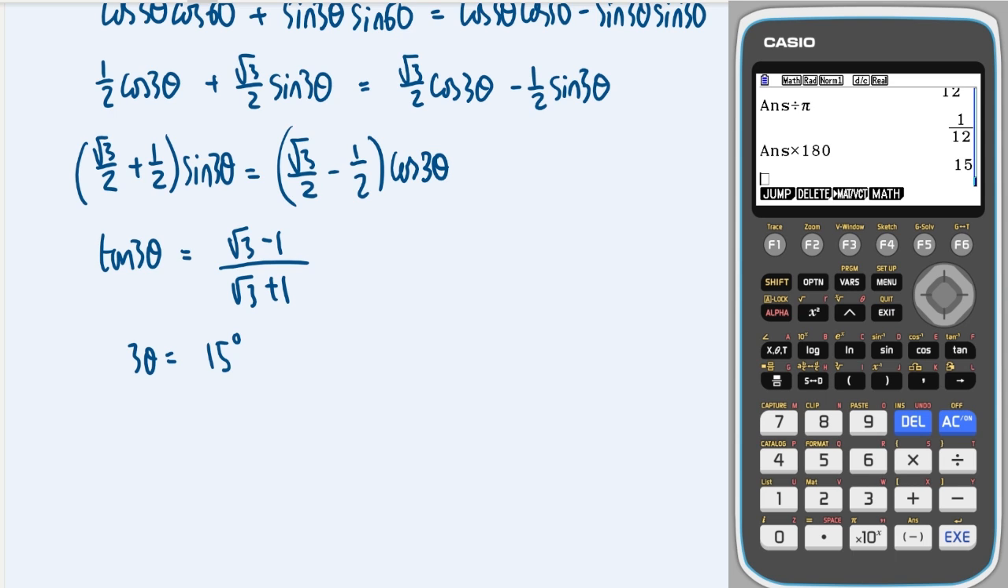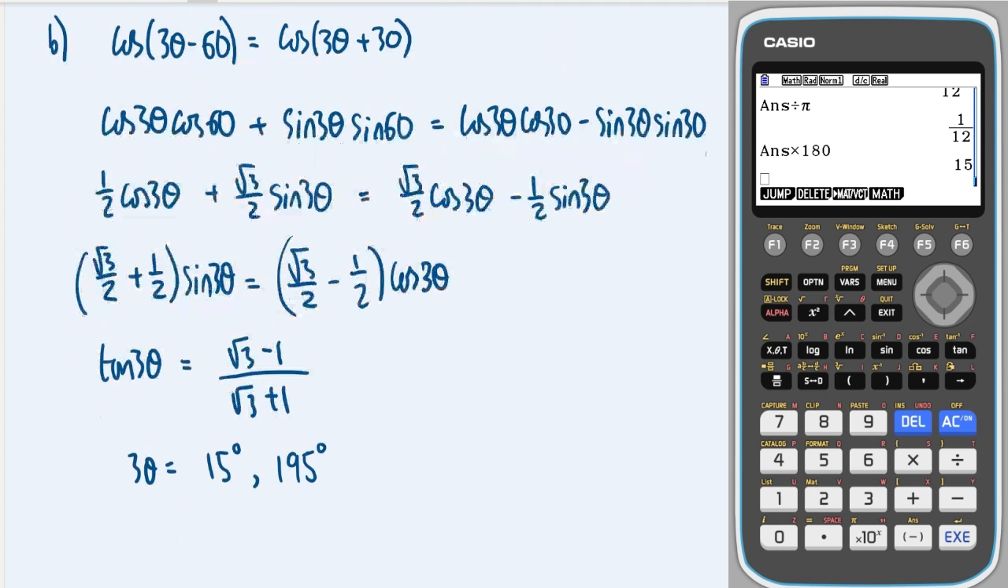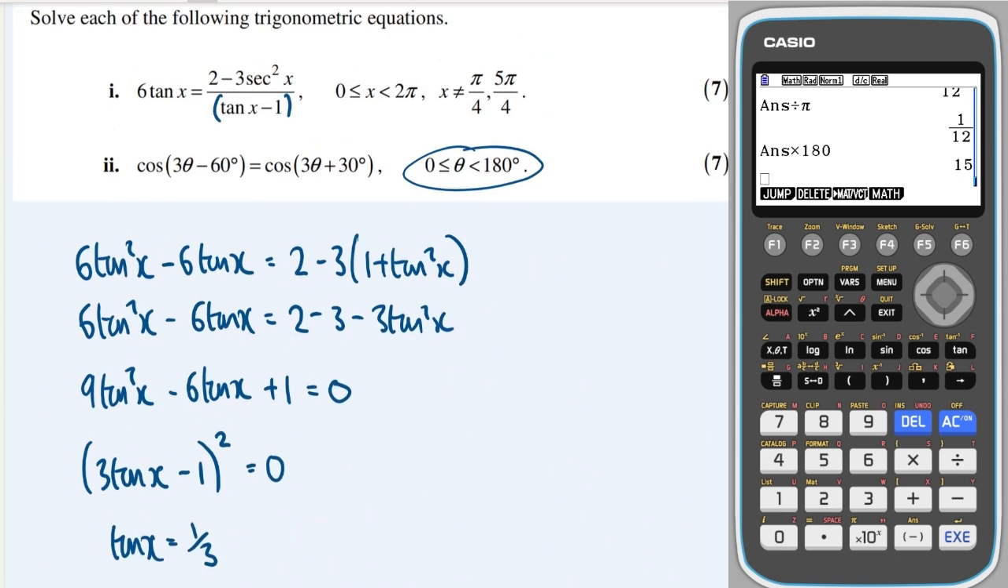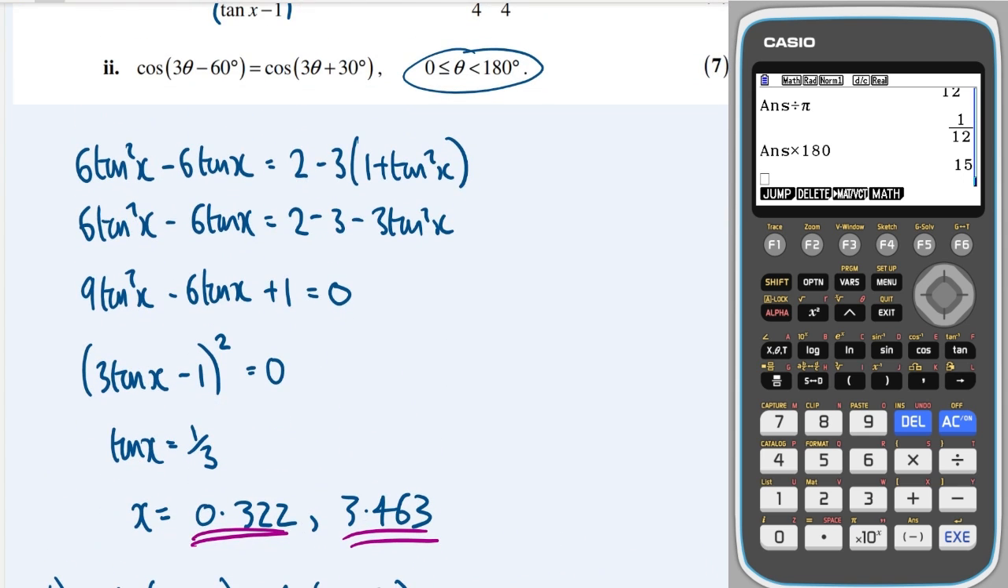And obviously for tan we add 180, so that is 195 as well. Okay, and then let's see what happens when we divide through by 3. We get 5 and we get 65. And just checking the range again, it's up to 180, so that means that 3 theta is up to 540.